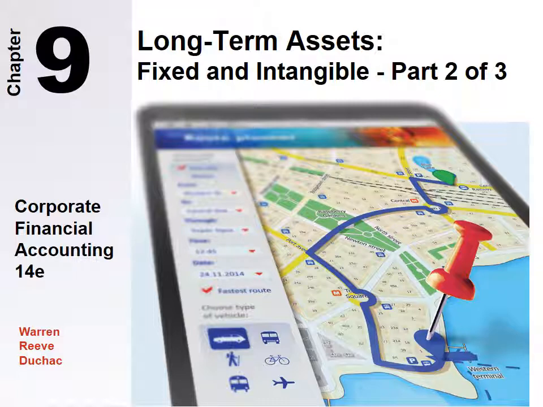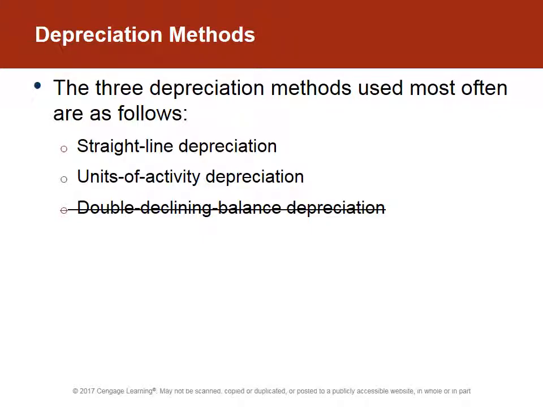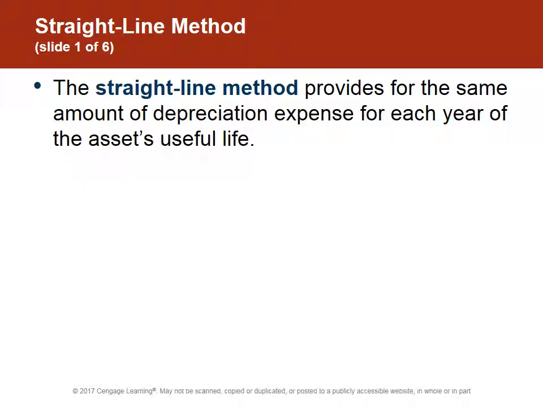Financial Accounting, Long-Term Assets, Chapter 9, Part 2 of 3. So we ended Part 1 of 3 with the idea that there are 3 depreciation methods and that we will be discussing 2. The third one is a little more advanced, and you will be talking about that if you're an accounting major in an upper-level accounting course. Let's start with straight line.